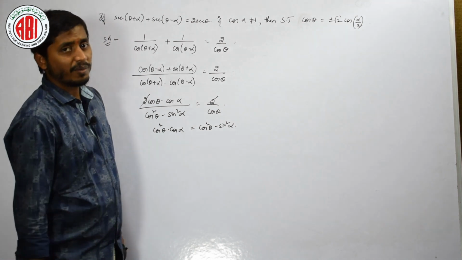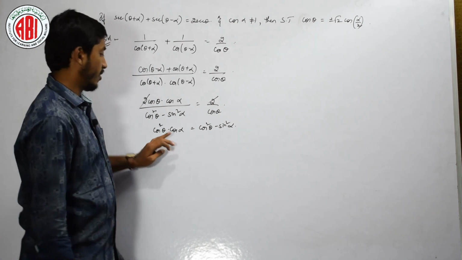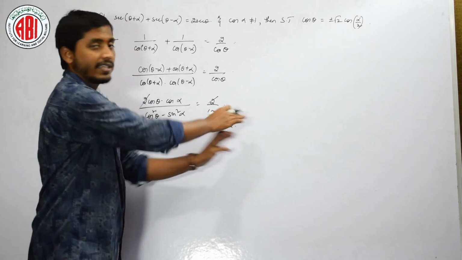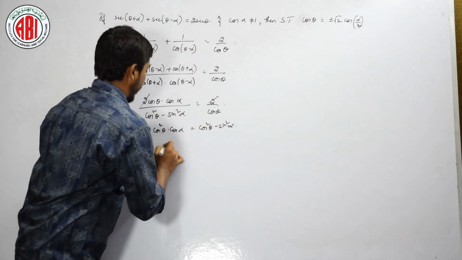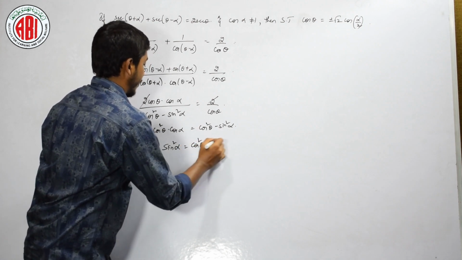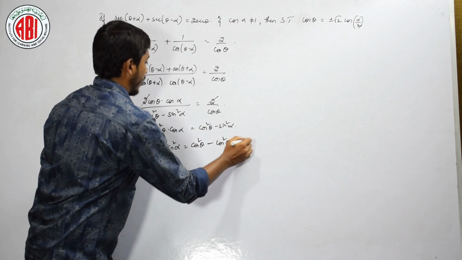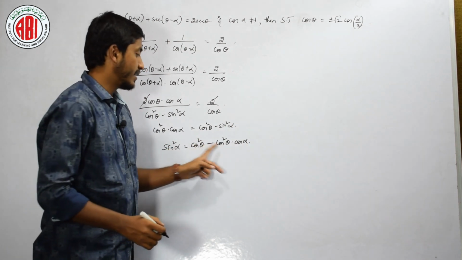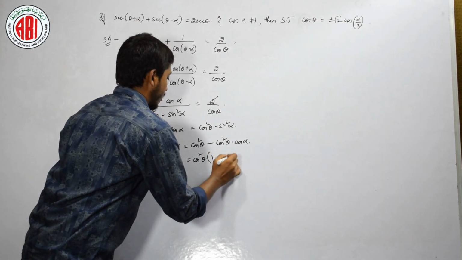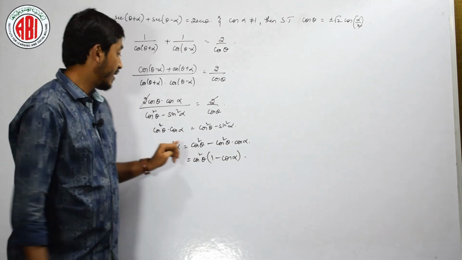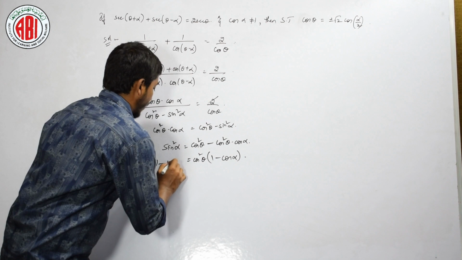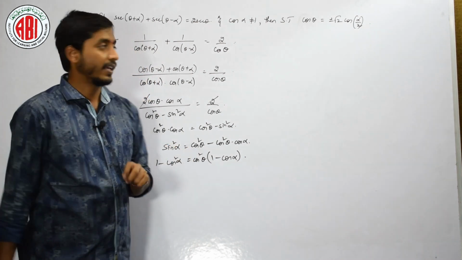Can we take anything common here? So here cos square theta is common in both the terms. Let us take this whole term to that side and bring the sin square to this side. It will become sin square alpha is equal to cos square theta minus cos square theta into cos alpha. Let us take cos square theta as common. This will become cos square theta into 1 minus cos alpha. What is on the left side? Sin square alpha. To convert it, can I write it as 1 minus cos square alpha?